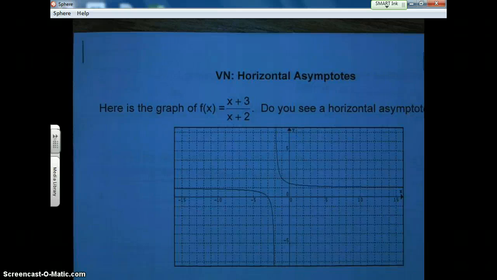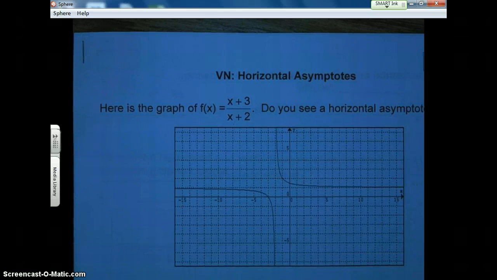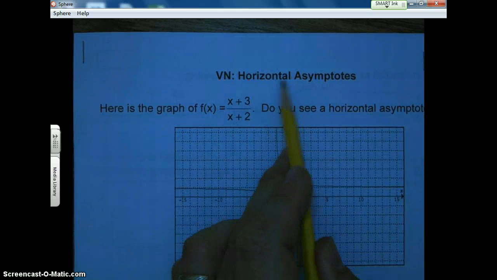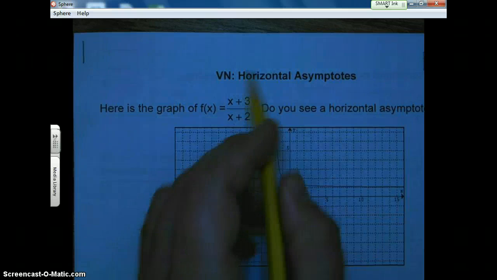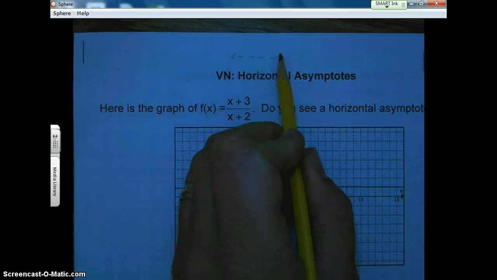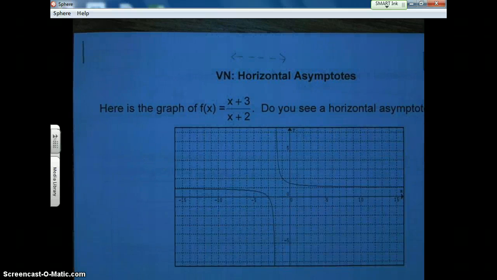Horizontal asymptotes. We've taken a look at the vertical asymptotes and the domain. Now we're going to look at the horizontal asymptotes today. The horizontal asymptote, as the word states, is horizontal, left and right. So this is an asymptote. It's going to look like that.